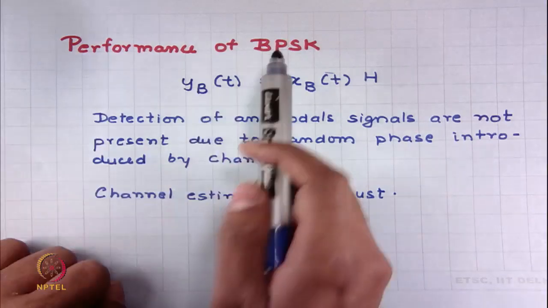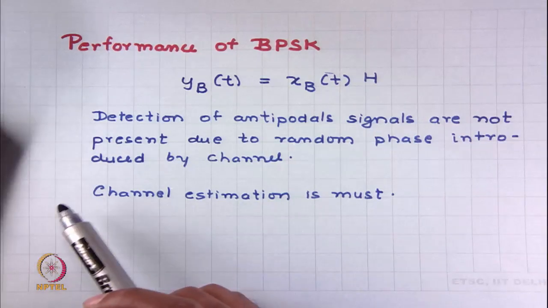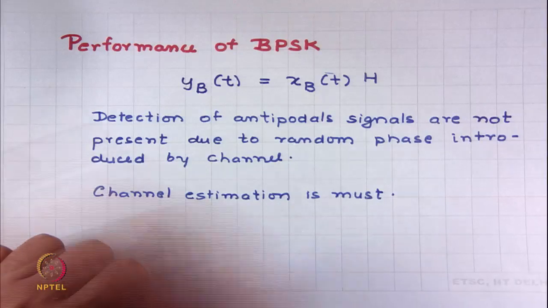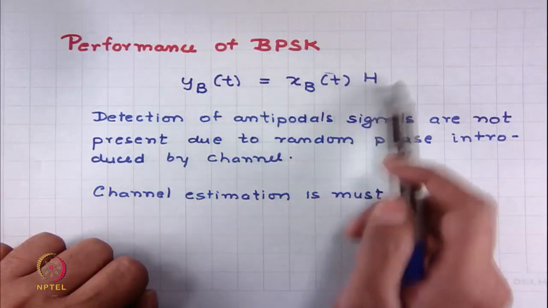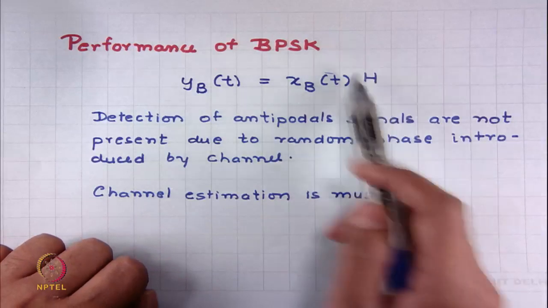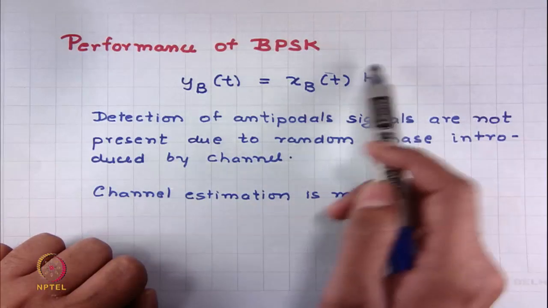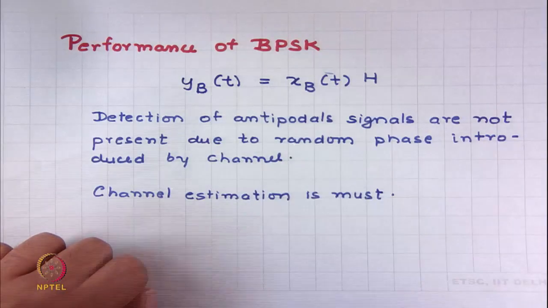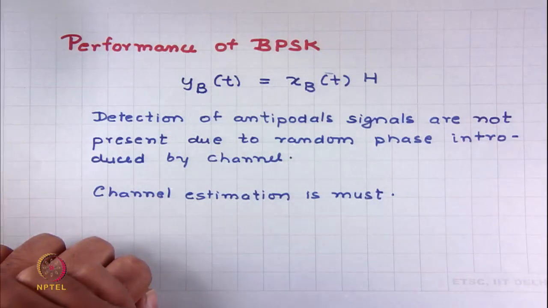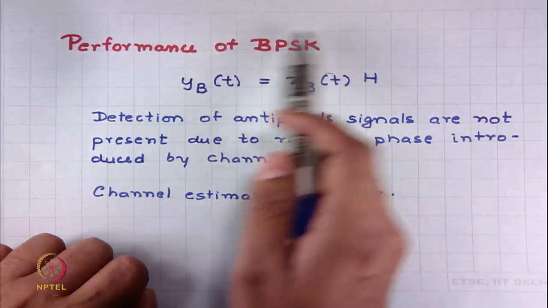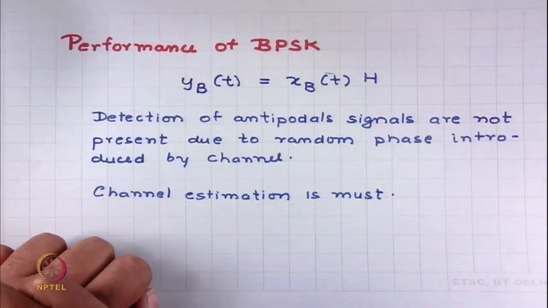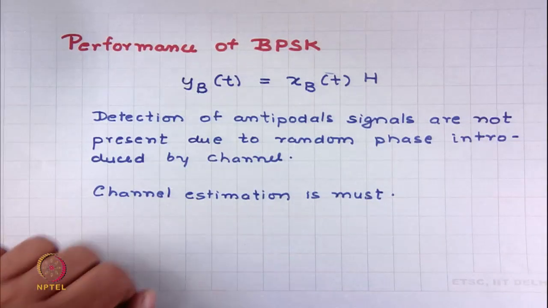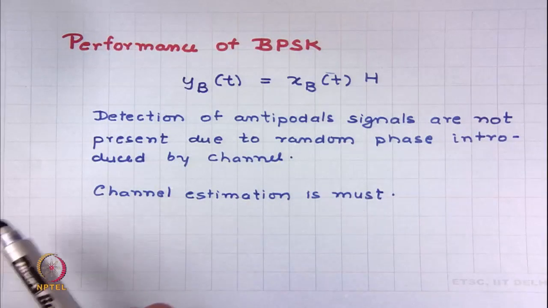And thus when you want to use these modulation schemes which embed information in phase, the only way you can use them is by learning what this h is. If you know what this h is, then you know what phase this h creates, and then you can detect xb(t). So, one of the assumptions that we have to make when we are detecting these modulation schemes where information is embedded in phase is that we have to know what the channel is. So, this channel estimation is a must.